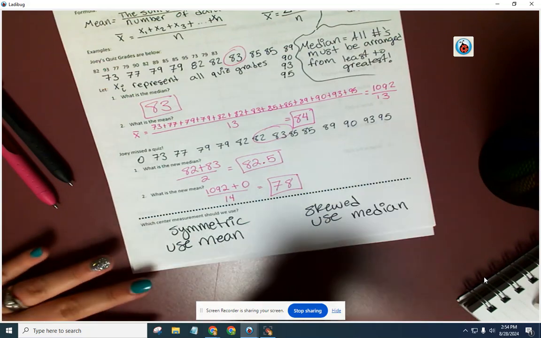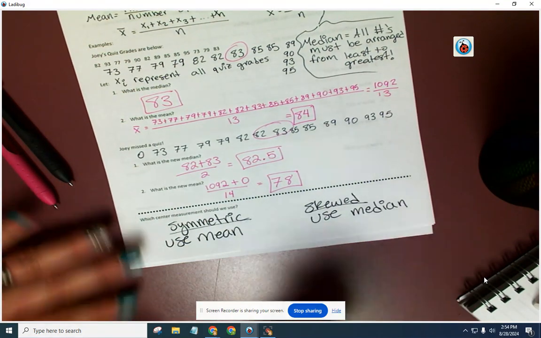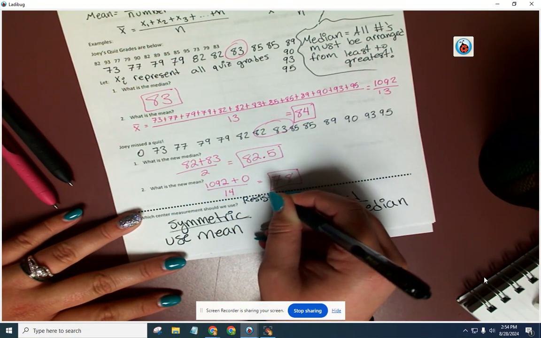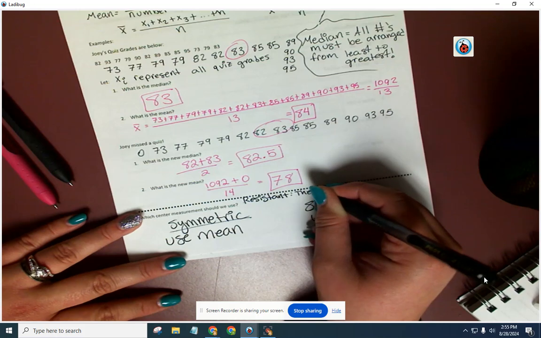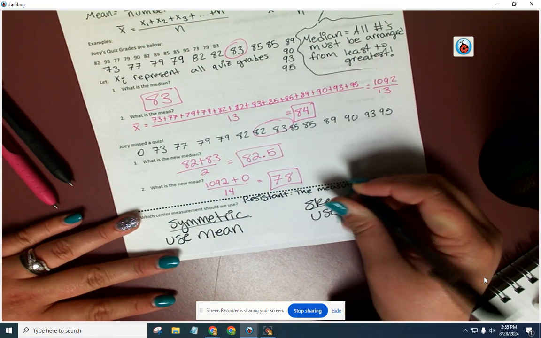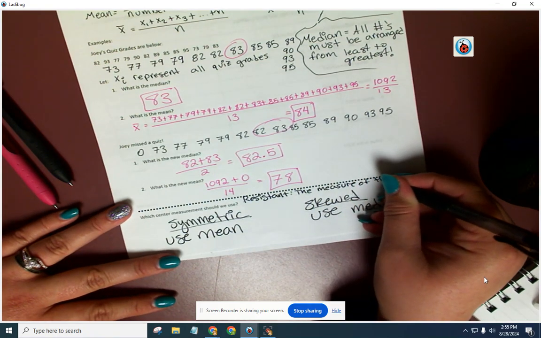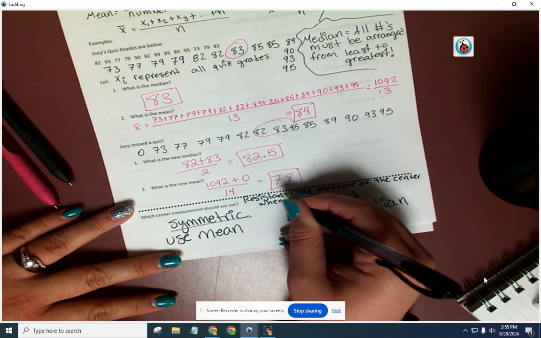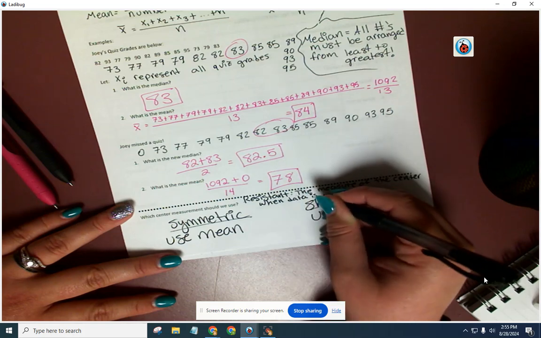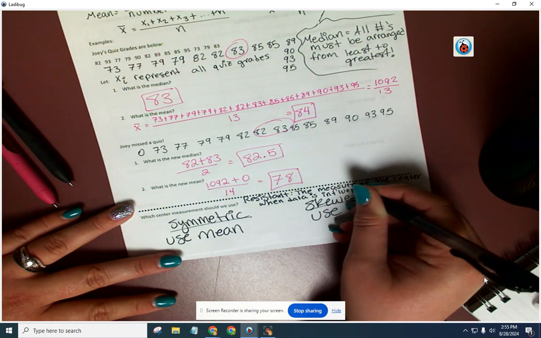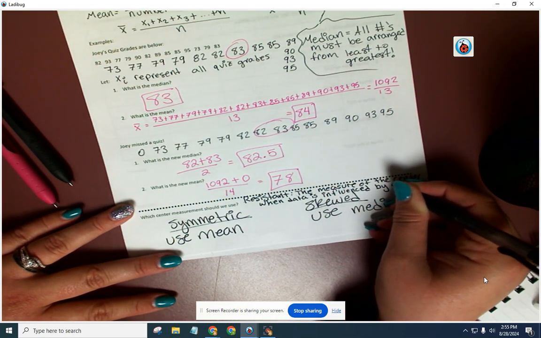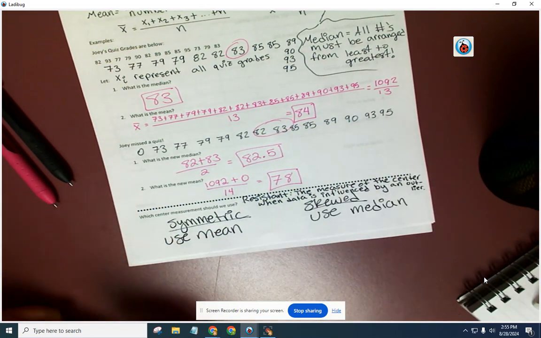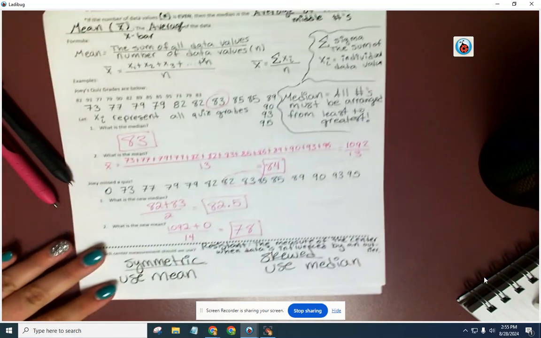The reason why is that whenever data is skewed, there's this thing called resistant. The resistant is the measure of the center when data is influenced by an outlier. Okay, and that concludes 1.6 notes.